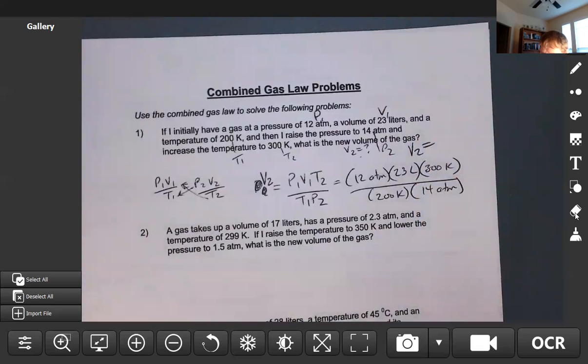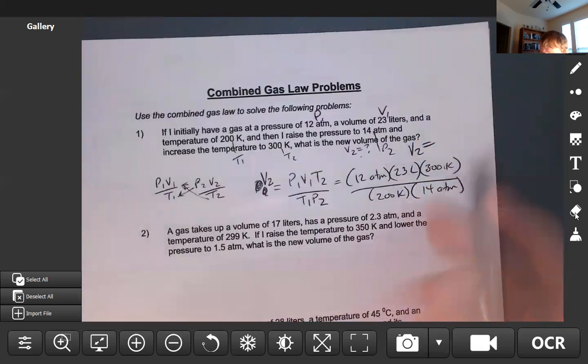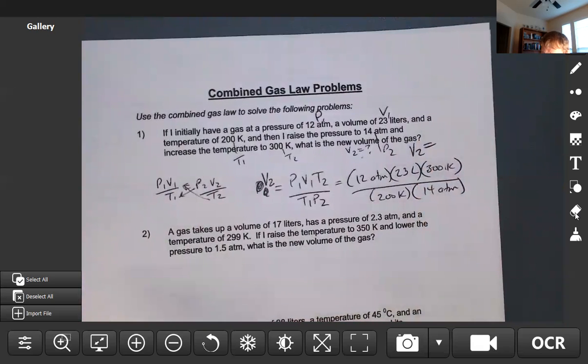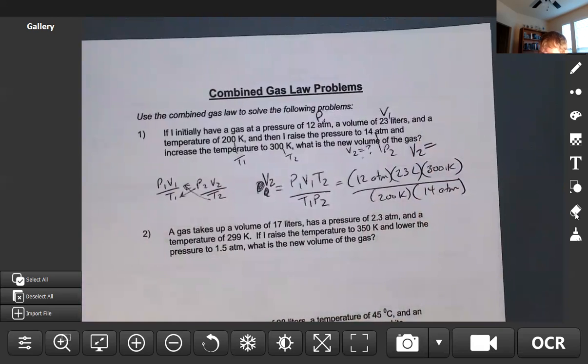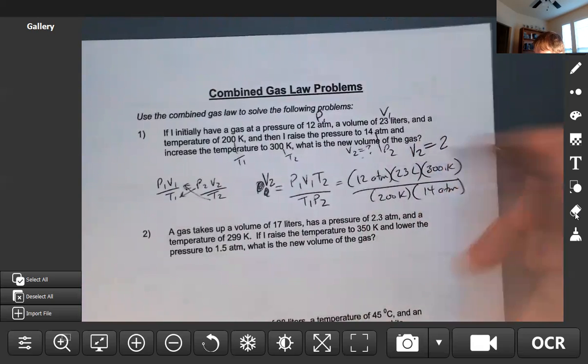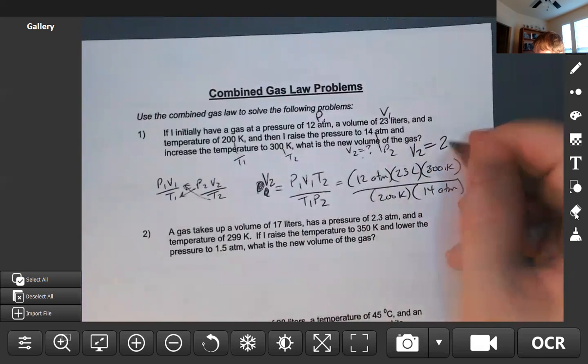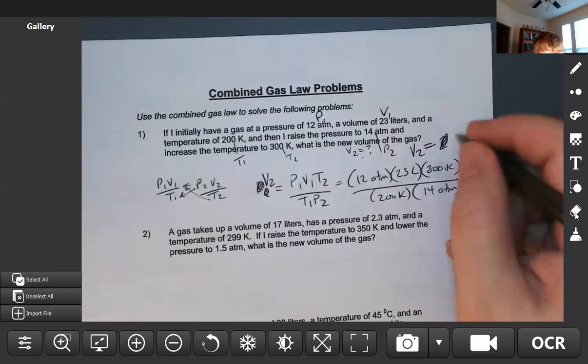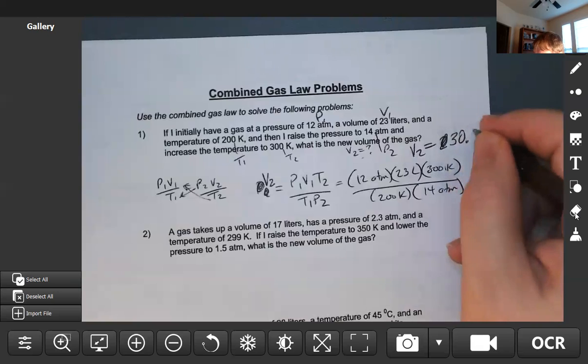12 times 23 times 300 divided by 200 times 14. So V goes up. Let's see how many sig figs. Looks like 2. So it'll be 29.57, we'll round up to 30 liters.